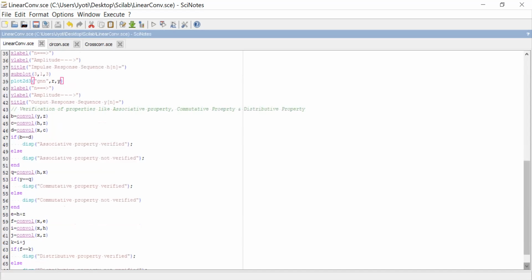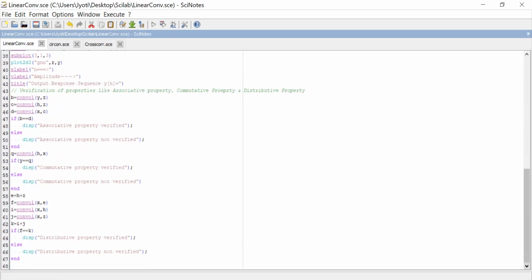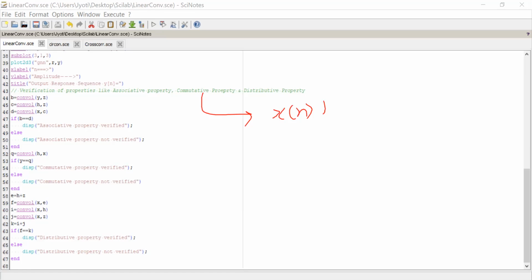Then we need to verify the properties also. What are those properties? They are the associative property, the commutative property, and the distributive property. What is the commutative property? As you know, x of n convolved with h of n should be equal to h of n convolved with x of n. This we need to verify.